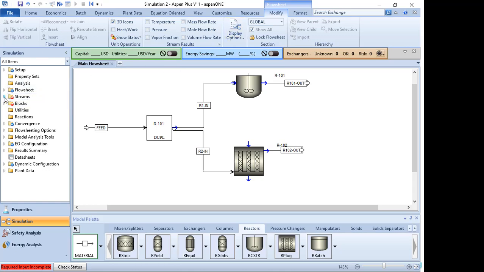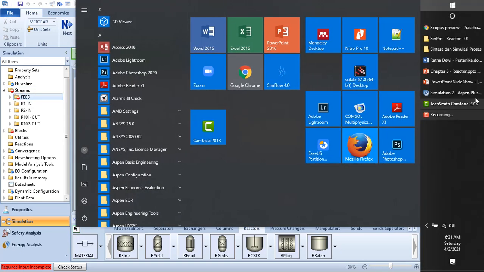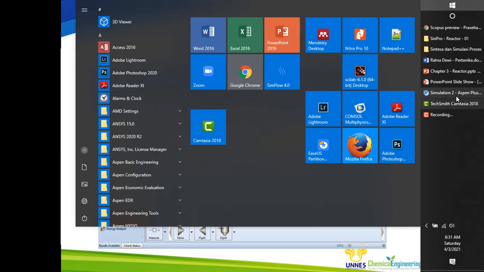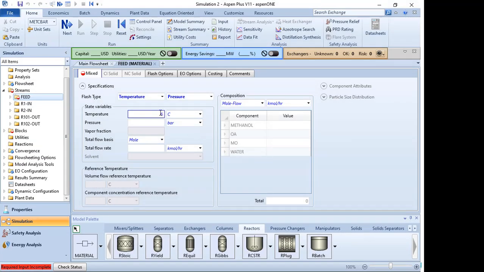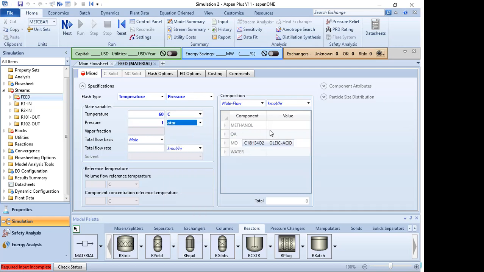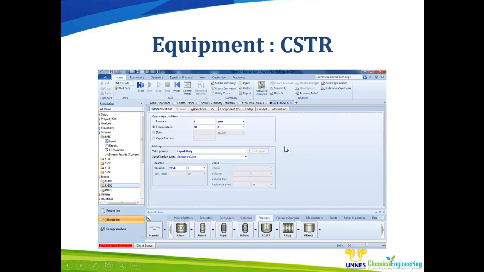Okay, done. We go to the stream, and for the feed itself, the condition is like this: 60 degrees C, 1 atm, 30 kilomole per hour of methanol, and 60 kilomole per hour of oleic acid. Let's check it again. Okay, methanol 30, oleic acid 60. Okay, and then this one is the specification of the CSTR.